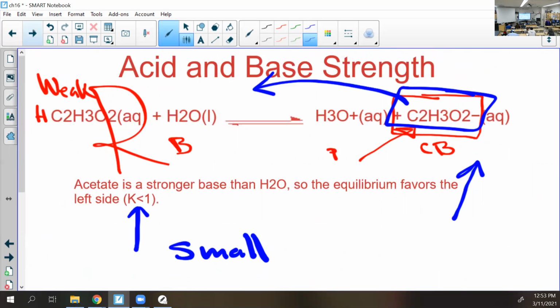Okay, then weak. Acetate here is the stronger base than water, so the equilibrium favors the left side. What that means is that this acetate is more attracted to a hydronium ion than water was, so it will go towards the reactants. So the reverse reaction is favored, which means we have a weak acid. So the equilibrium favors the left side. K would be less than 1.